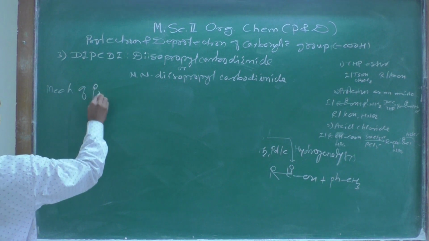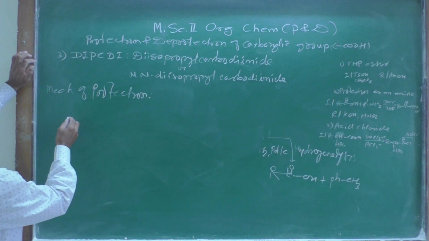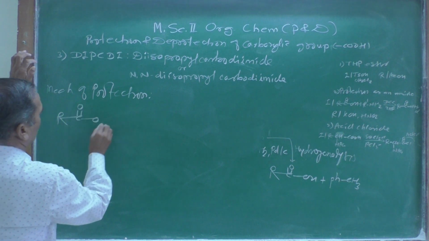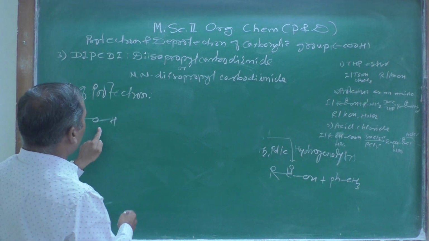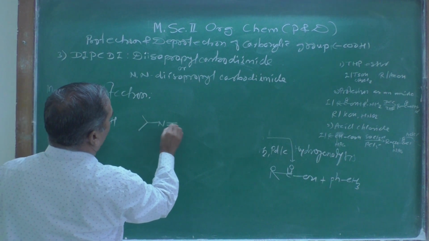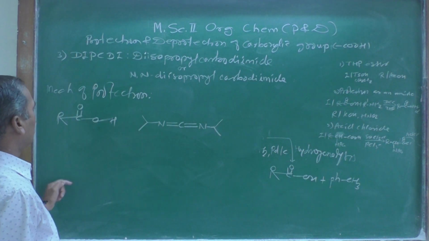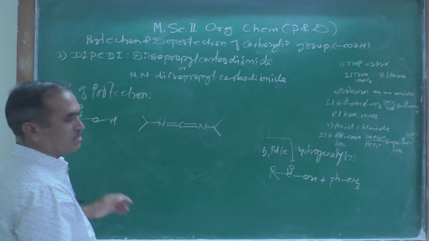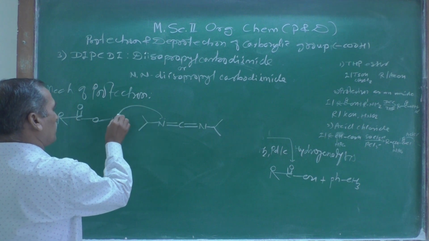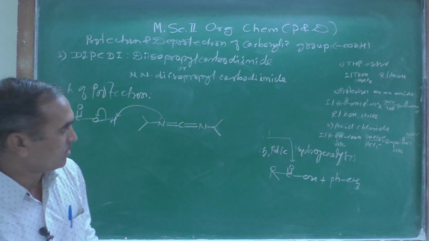Mechanism of protection. As we know, here is the acid, R C double bond O, then O H. Now draw the structure of the carbodiimide: N double bond C double bond N, with the isopropyl groups. Now the lone pair available on that nitrogen atom, what will it do? It will pick up the proton from this acid.